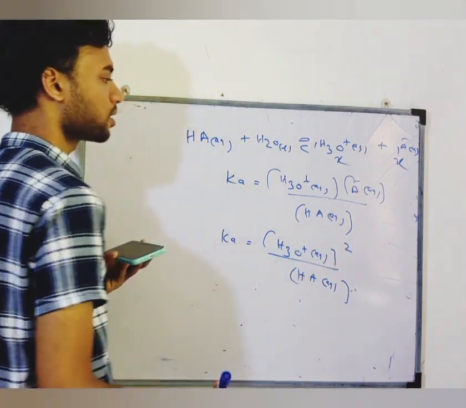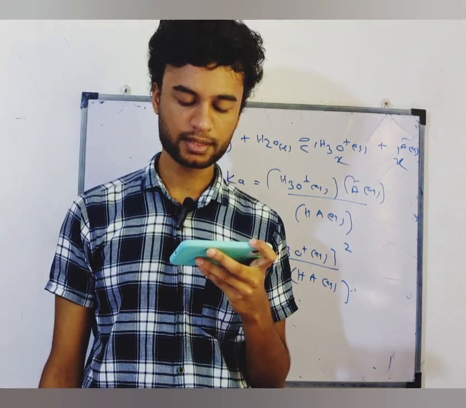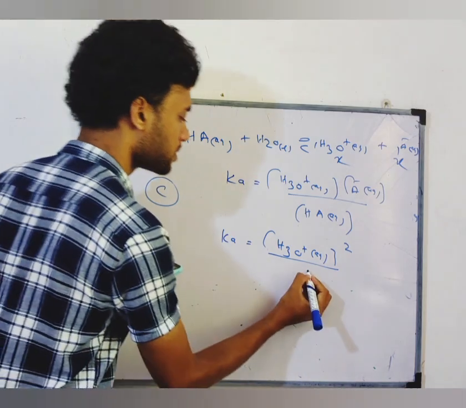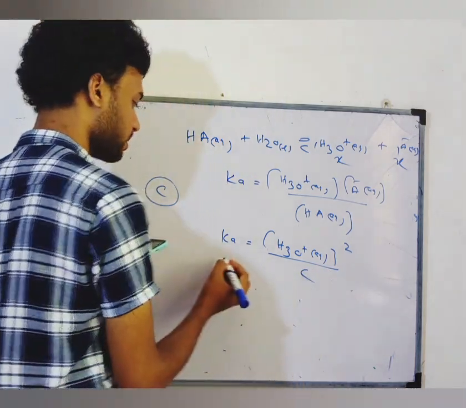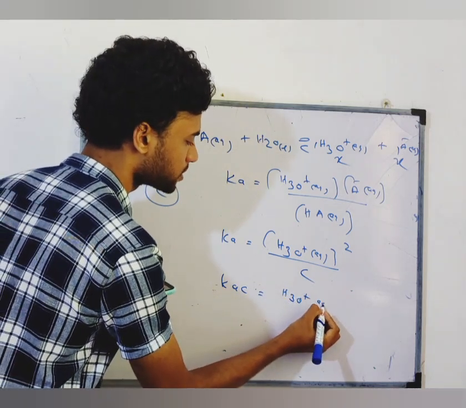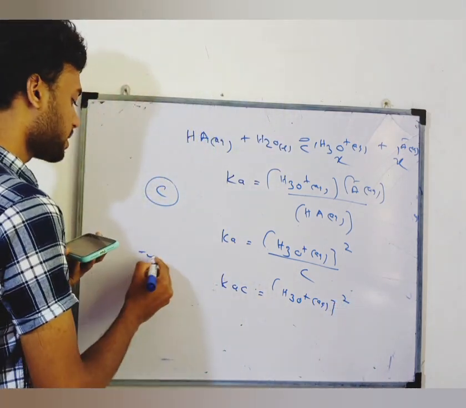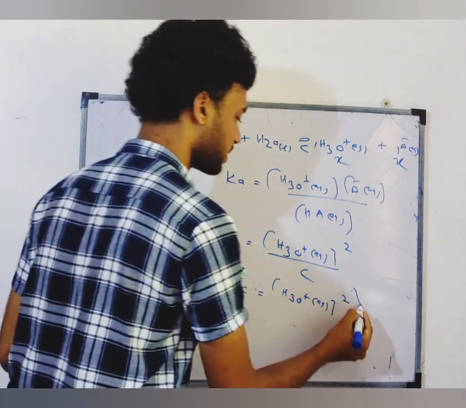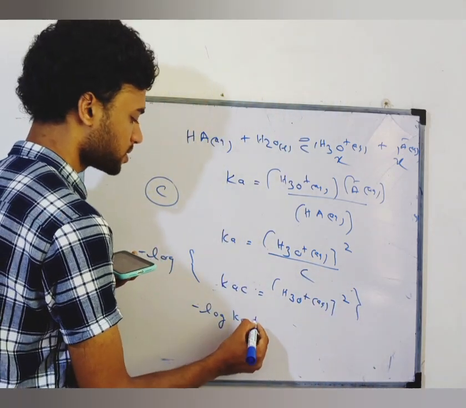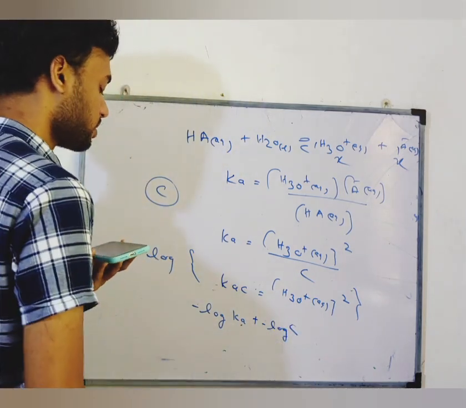Why do I write like this? Now you know HA aqueous means concentration C. They mentioned that: the concentration of HA aqueous weak acid is C mole per decimeter cube. So I'm going to write C here. Now I can say Ka times C is equal to H3O+ aqueous squared. I can multiply by minus log the entire equation. Then I get minus log Ka plus minus log C.